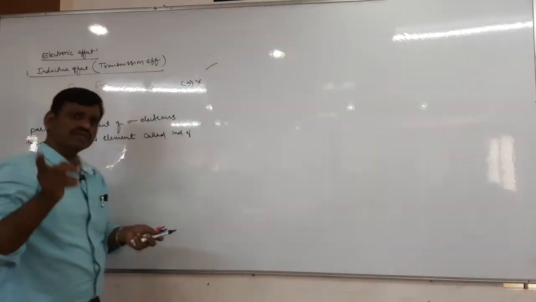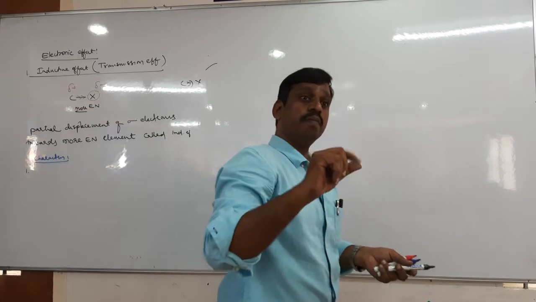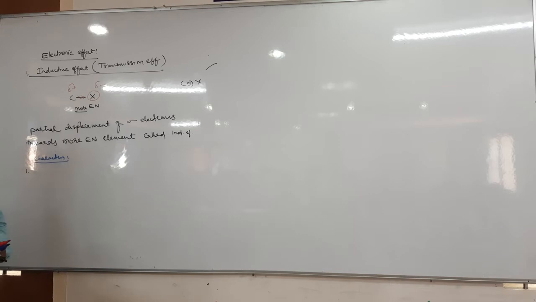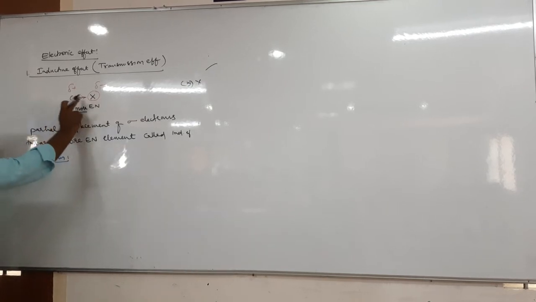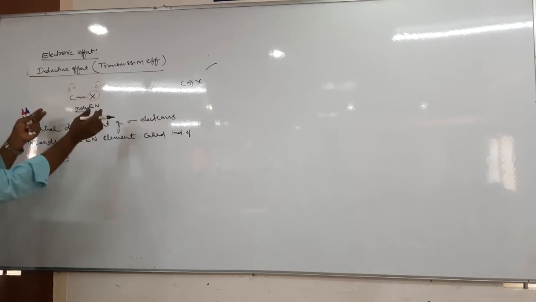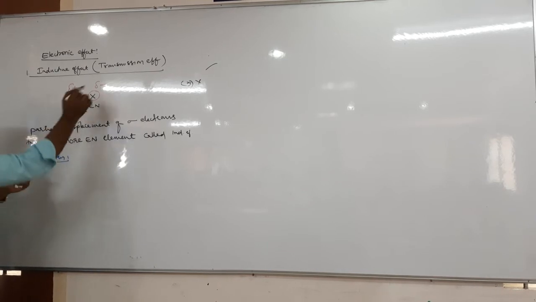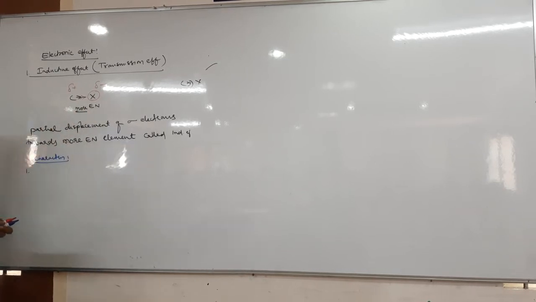Next, in this effect there is a polarity produced, which is called polarization. The polarization of bond takes place due to what? Either displacement of sigma electron or pi electron. Here in the C-X bond, the polarity is produced because of displacement of sigma electron. The polarization of bond takes place because of displacement of sigma electron, but not pi electron.